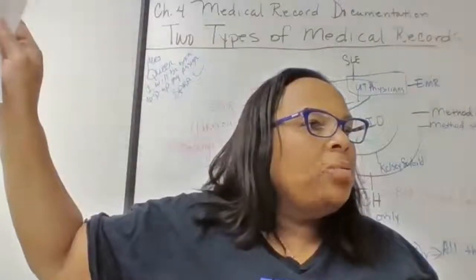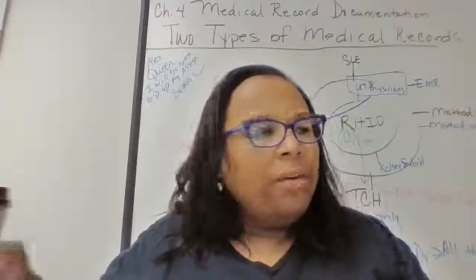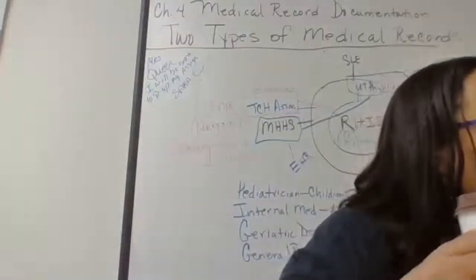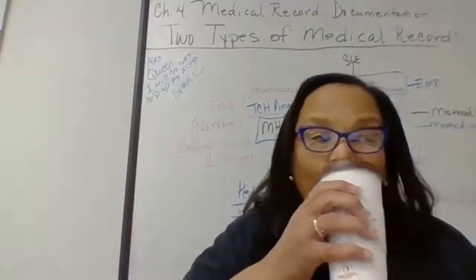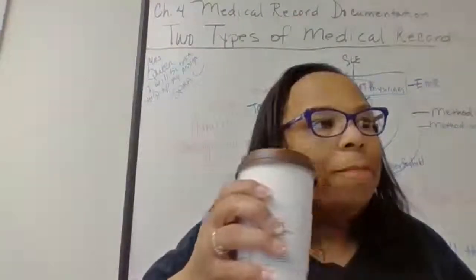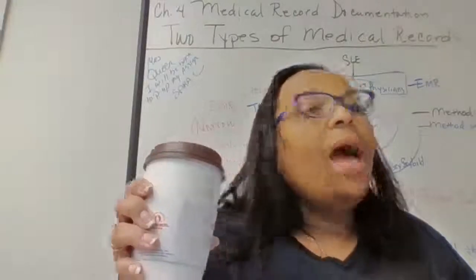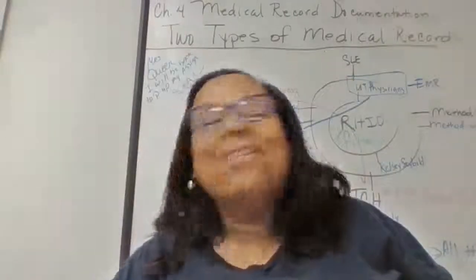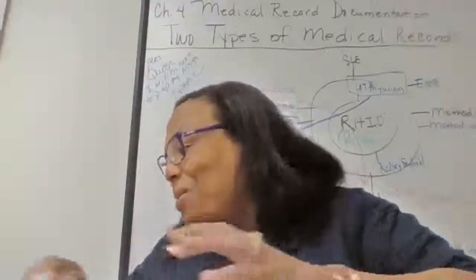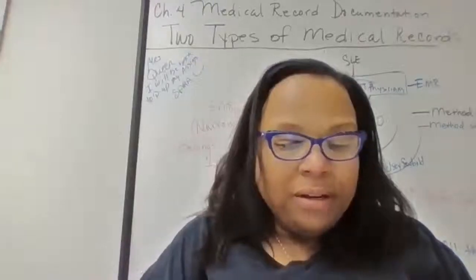For chapter 4, 4-1. For number 1, the written or graphic information about patient care is termed as, what's the answer? Records? Health records. Yes, it's known as health records. Very good.